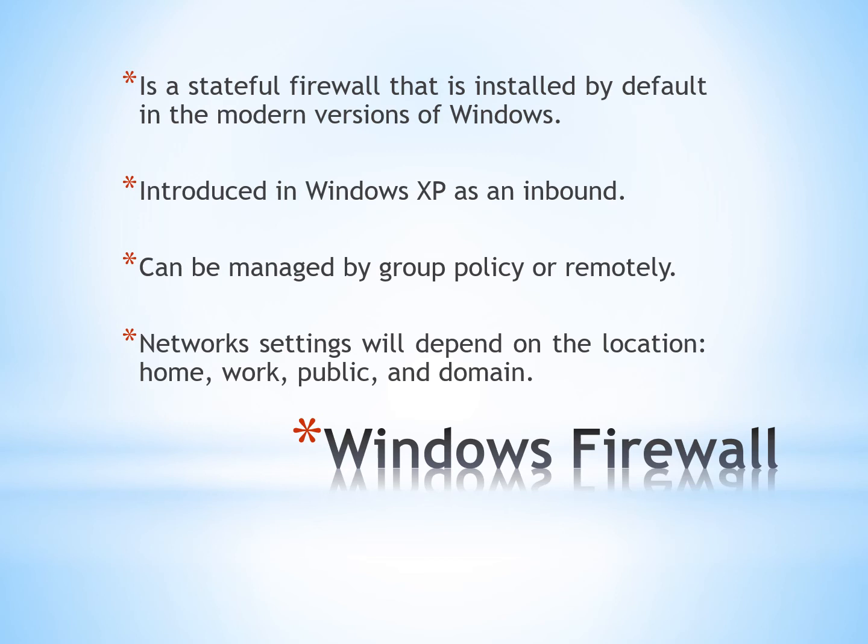So home, where the computers are connected to the home network, or work, where the computers are connected to a workgroup. Public will have the most secure firewall settings because it will be connected to locations that are not trusted, so their connections are not trusted, of course. So that's why it has the most secure firewall settings. And then domain, computers connected to the domain infrastructure.